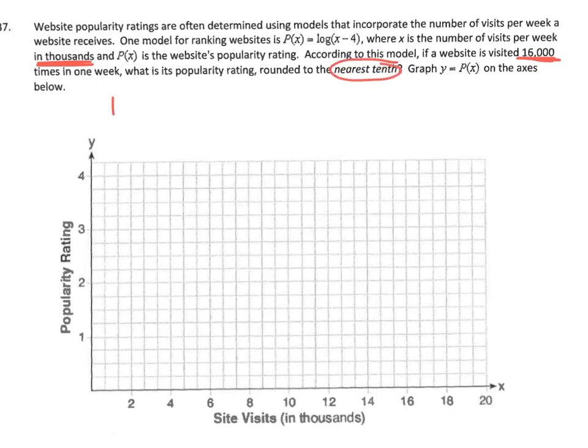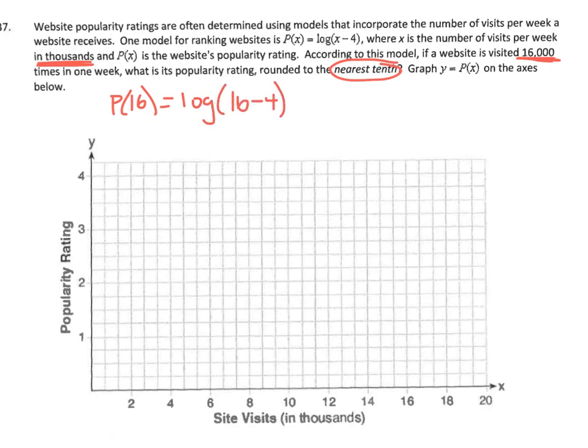All right, well, P of X is what gives us the popularity rating. So if it's visited 16,000 times, X is the number of visits per week in thousands. So instead of plugging in 16,000, I'm just going to plug in 16 because this is already in thousands. So we're going to find P of 16. If I replace this x with a 16, we'll have P of 16 equals log of 16 minus 4.